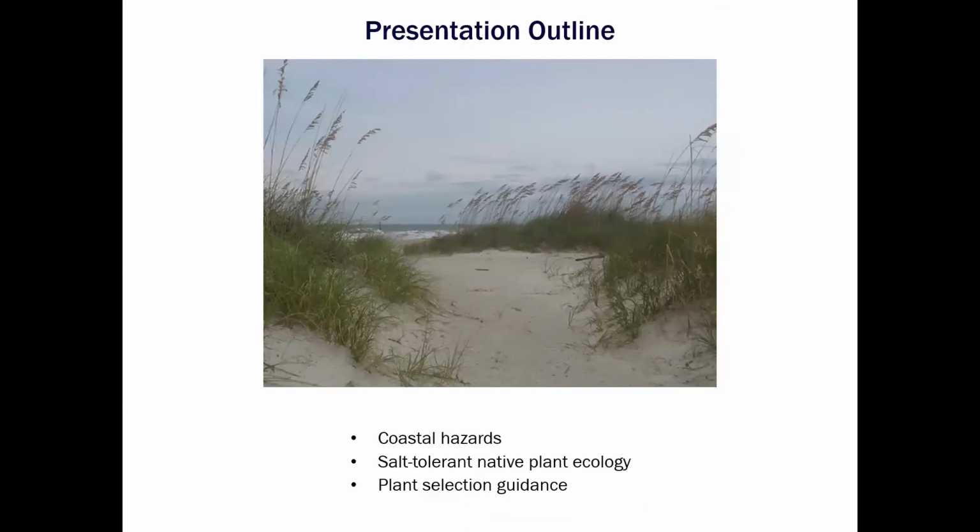So the outline: I have so much to share, but so little time. I'm going to be spending this lunch hour on coastal hazards, salt-tolerant native plant ecology, regarding species as well as native plant communities in the coast, and ultimately guidance on how to select native salt-tolerant plants for your landscape.